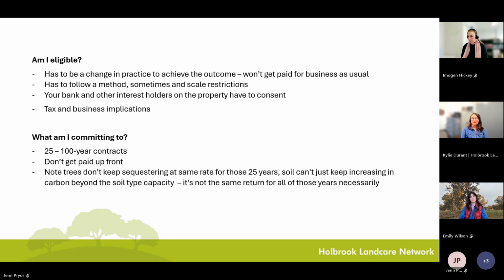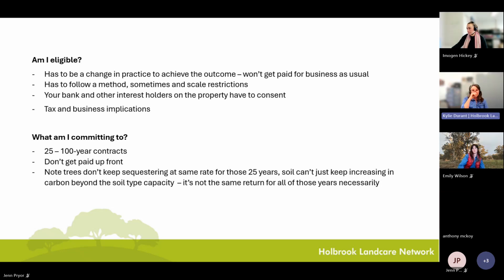So there's eligibility as well, and this is reiterating messages I've already said. There has to be some sort of change in practice. We're not getting paid for business as usual. So when you look at the method, the eligibility is in there, and sometimes there are minimum sizes or minimum requirements. There are areas that are excluded from certain things, and you can usually look at that on a map. So before you go any further, it's really about sorting out the eligibility.